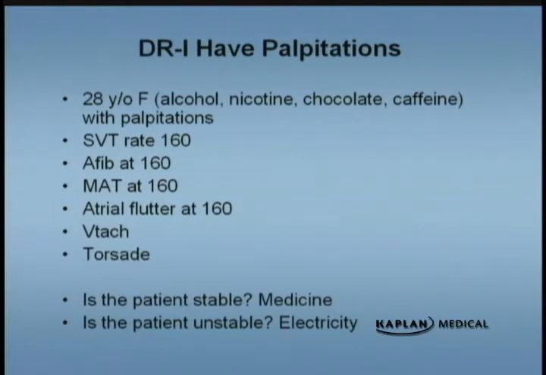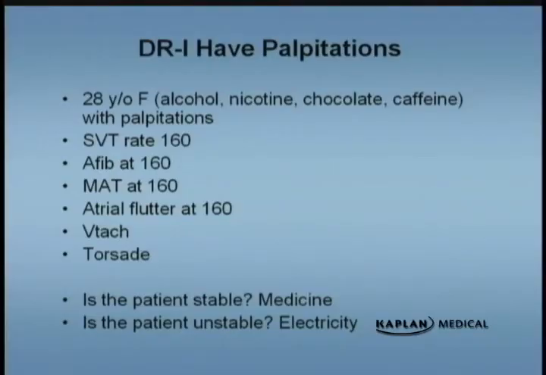If the patient is stable, that means, other than feeling the pounding in their chest from the palpitations, they have no angina. They have no syncope. They're not sweaty and diaphoretic. They're not confused. They don't have severe shortness of breath. They're stable. That person, you give medicine to slow the heart rate or fix the heart rate. If the patient has any of those symptoms, they're unstable. They need electricity, cardioversion, to correct and break the tachyarrhythmia.